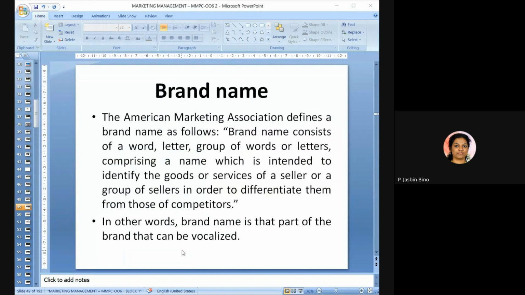The American Marketing Association has given a definition for brand name. A brand name consists of a letter, word, group of words or letters comprising a name which is intended to identify the goods or services of a seller or a group of sellers in order to differentiate them from the competitors. So brand name is a part of a brand which can be vocalized. We can tell it out. That is what a brand name is.